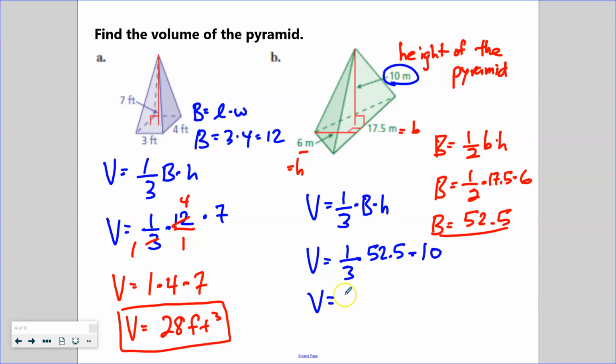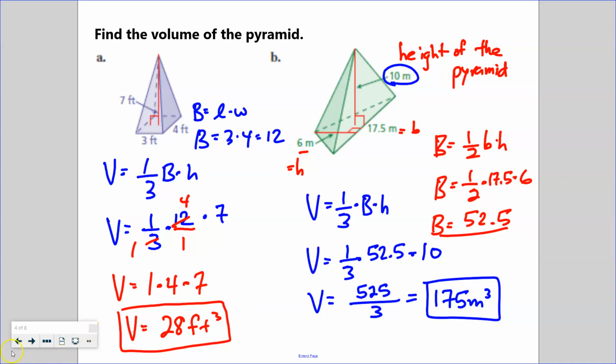I'm looking at this. I think I'm just going to multiply straight across and then divide by 3 at the end. So multiplying by 10 would give me 525. And then 3 would be on the bottom, right? So 52.5 over 1, 10 over 1, 3 times 1 times 1, 3. 1 times 52.5 times 10, 525. Decimal is one place value over. And then I would say, okay, well, 5, 10, 12, right? So I know this is definitely divisible by 3, but how many 3s? And we get 175 meters cubed.